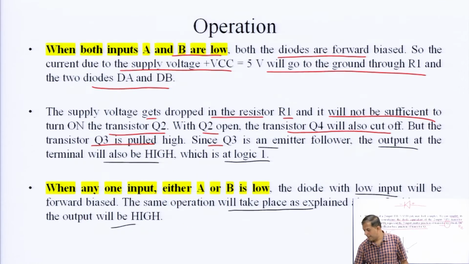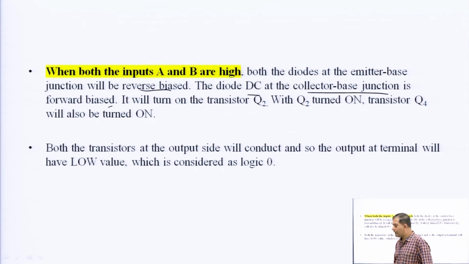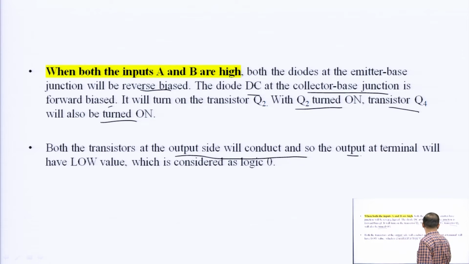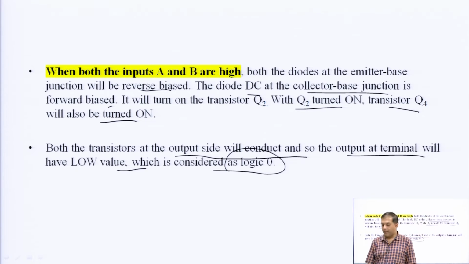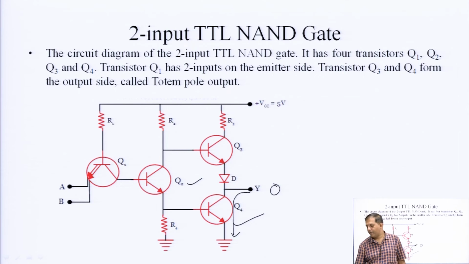So, we can see that when both the inputs are high, Q2 will be turned on and transistor Q4 will be turned on. So, both the transistors on the output side will be conducting. So, the output terminal will be at low voltage, which is considered logic 0. Already I have explained that if Q2 is on, Q4 will also be on, and Q4 on means it will be a closed switch. So, output will be connected to the ground. So, output will be 0. So, it is perfectly giving the truth table of the NAND gate.